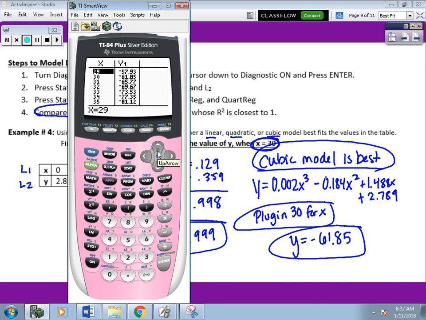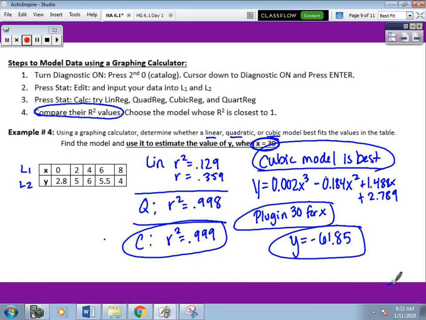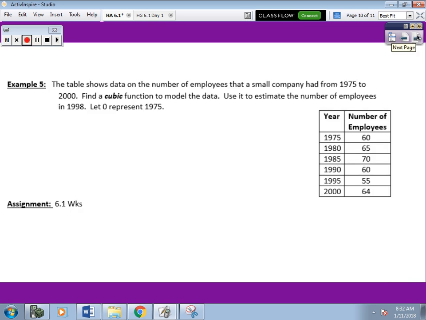Now, if you don't like that, you could have just taken 30 and plugged it into here. It'll get you a slightly different rounded answer because you're not using all the decimals, but it'll still be pretty precise. Okay. All right, I'd like you guys to try example 5 on your own. This one will be easier because it tells you that you're only finding a cubic model. You don't have to do all 3 this time, just find a cubic model.